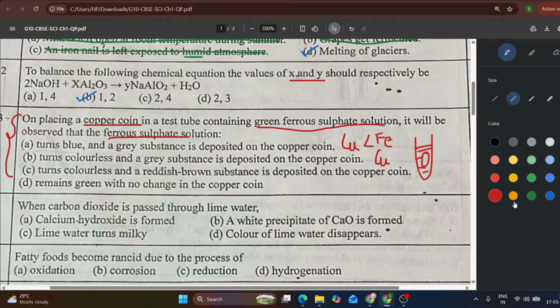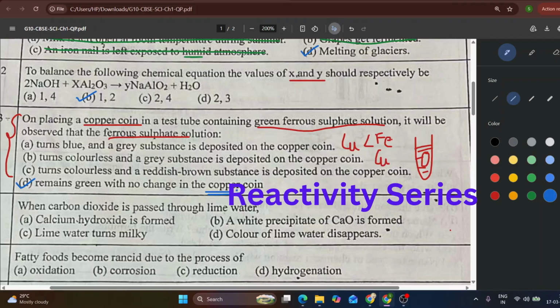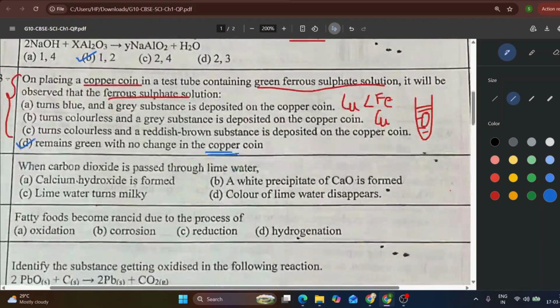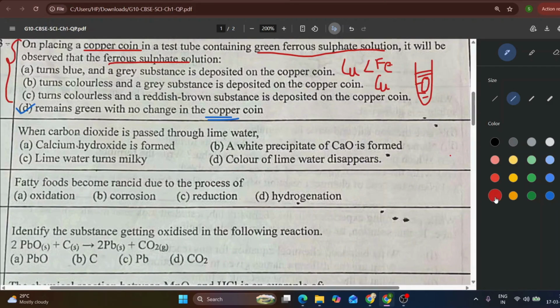So which is the correct option here? Remains green with no change in copper coin. No change because copper is less reactive. And what is the concept behind this question? Displacement reaction, wherein reactivity series. Okay, now the next one.